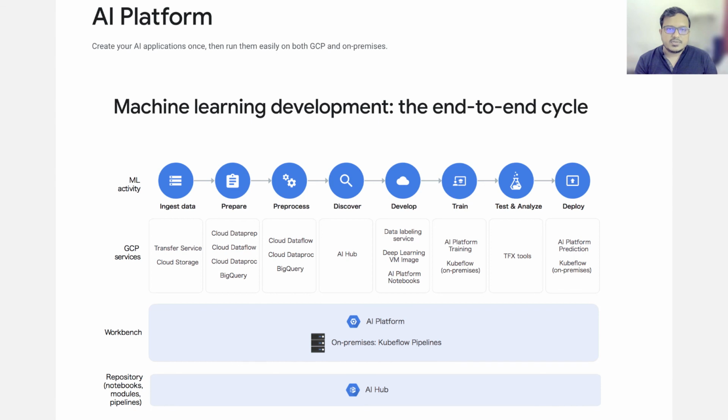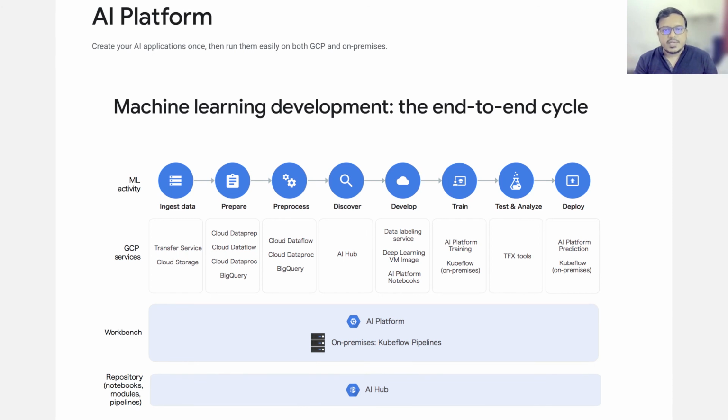So these kinds of services have pre-trained models for common use cases, so you can reuse them. And then you can also build custom models using various frameworks like TensorFlow and PyTorch. So these are all available in Google Cloud.